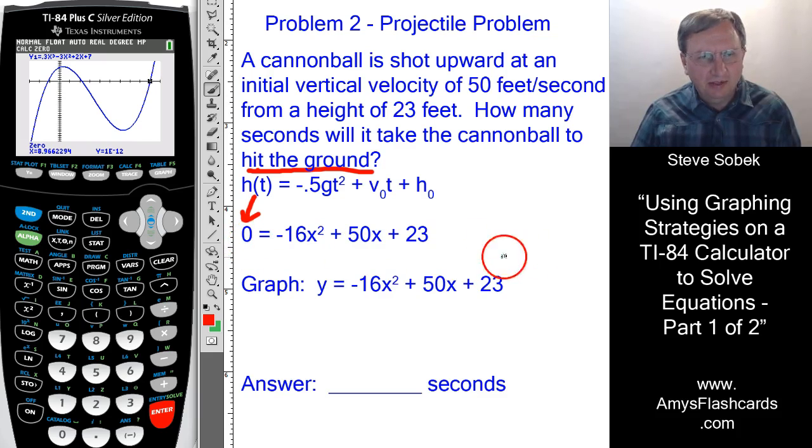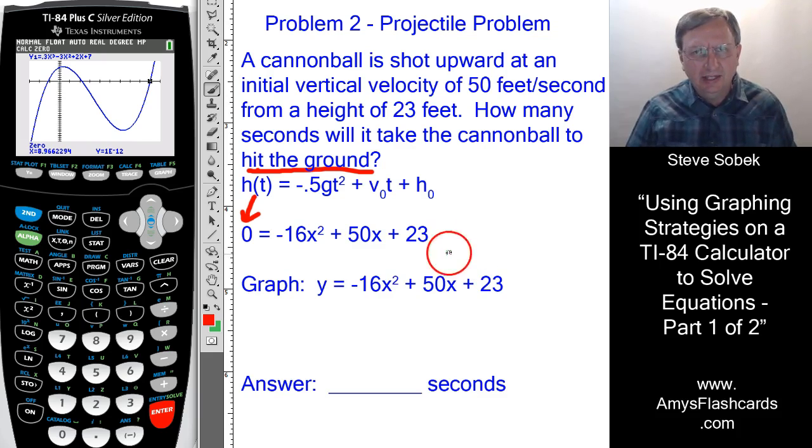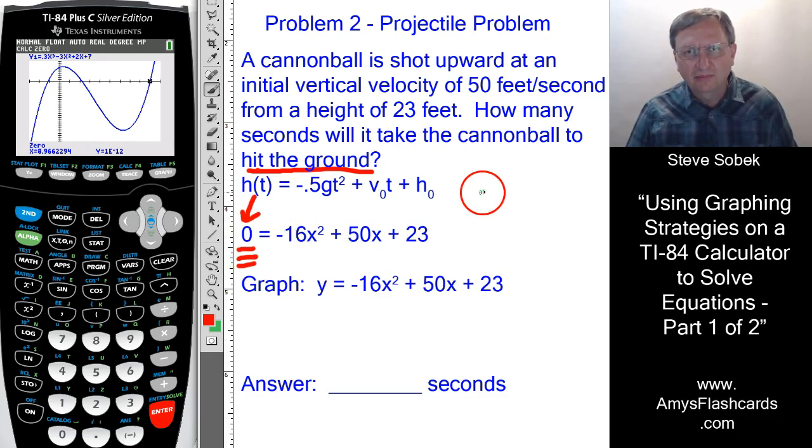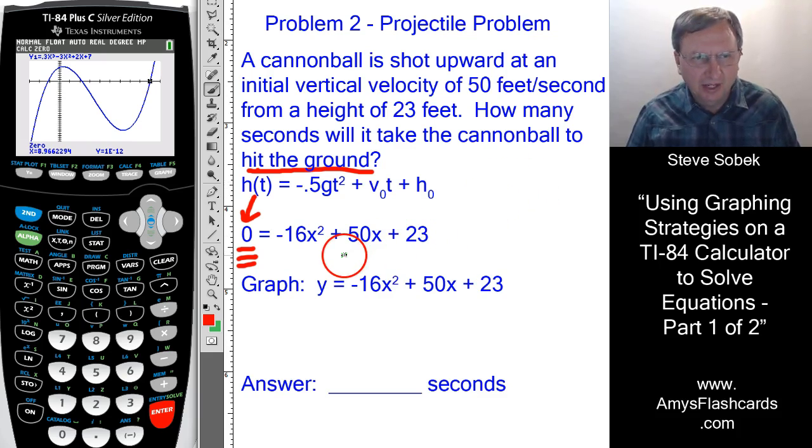So now we have an equation. It's of the form that we want. It's equal to 0. This must be a 0 to use this particular method. We have to have a 0 here. And only then will the zeros of the function be our solutions to that equation.